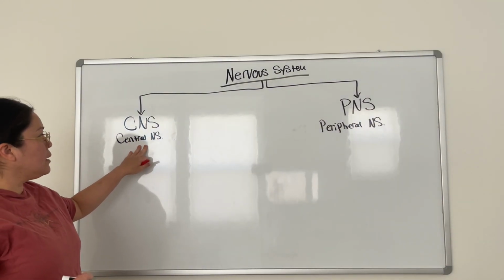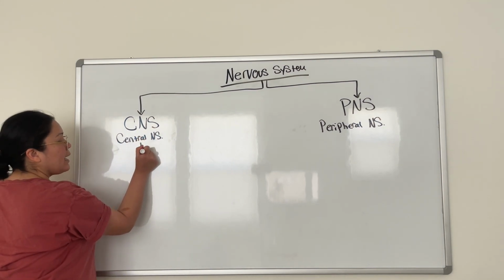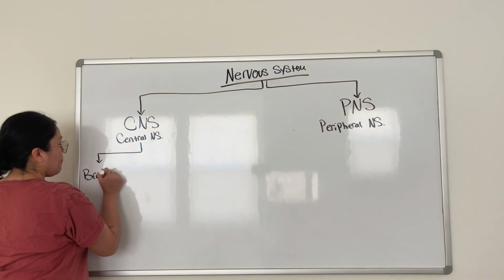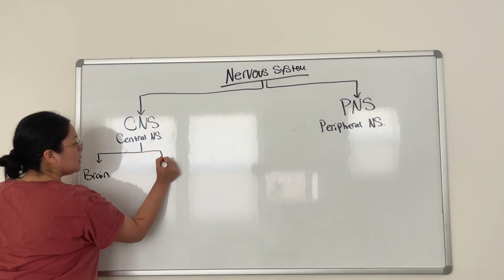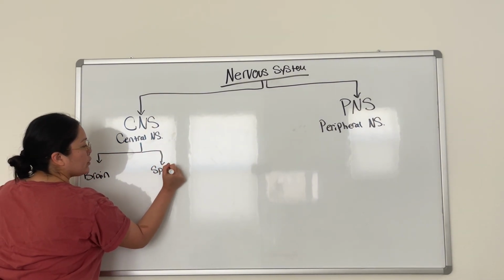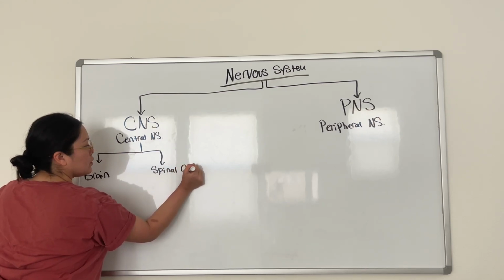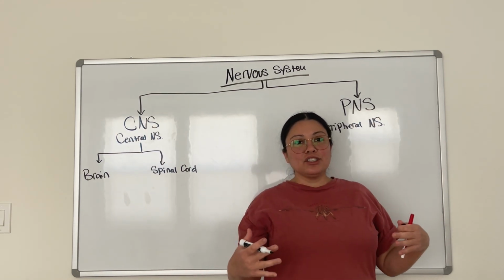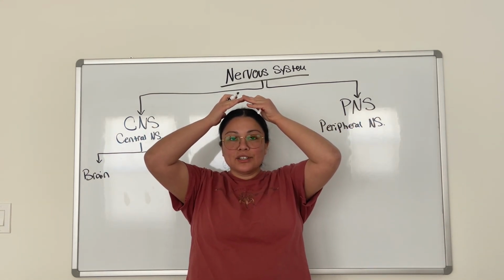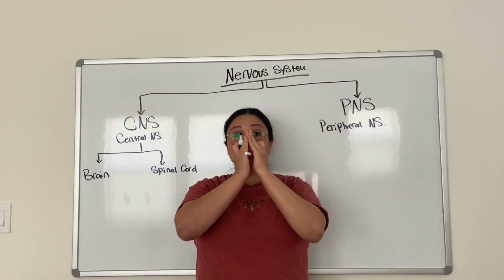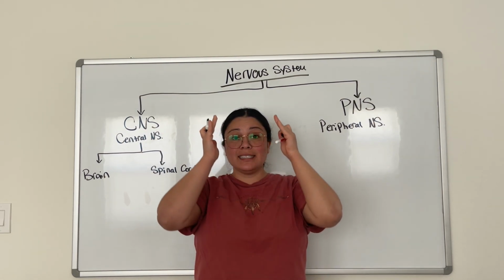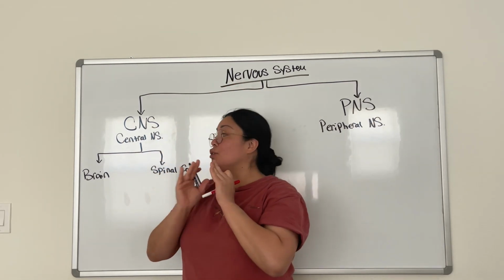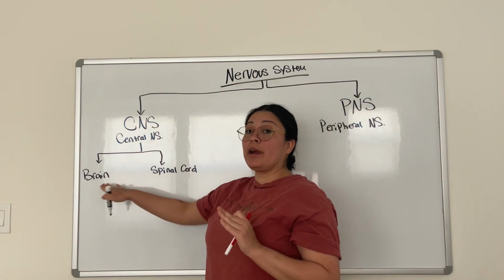Central nervous system is going to include your brain and your spinal cord. The way you can remember this is CNS, central. What is at the center of your body? Your brain and your spinal cord are in the center of your body. So remember, center, central nervous system, brain and spinal cord.